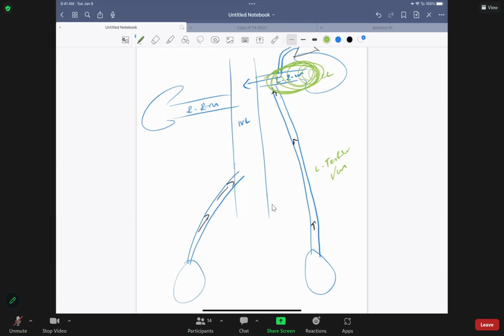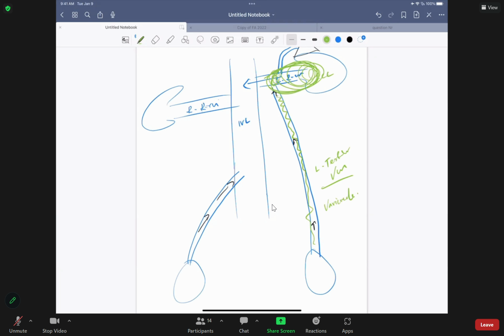Because of the mass effect on the left renal vein, it's blocking, backing up the blood in the testicular vein. Is everybody clear, folks? When they back up, the vein is going to get distended. We call that varicocele.